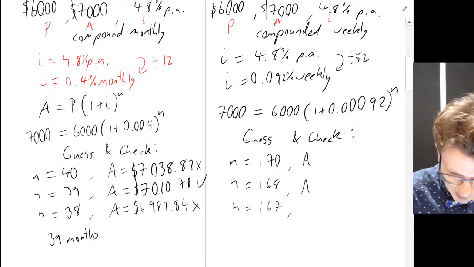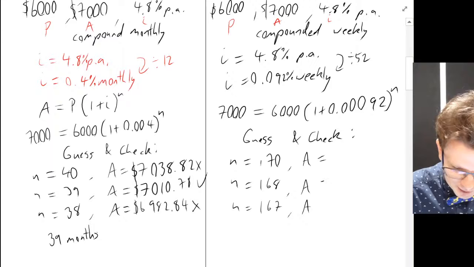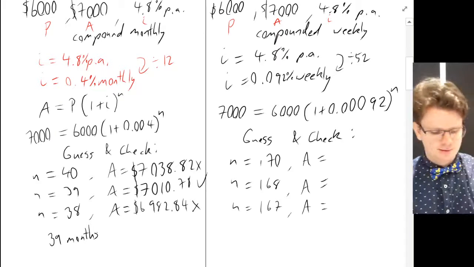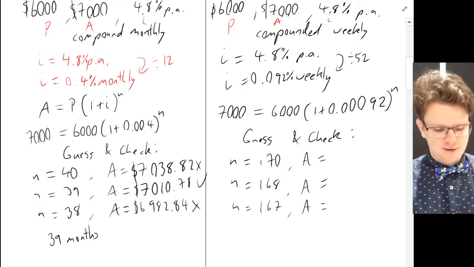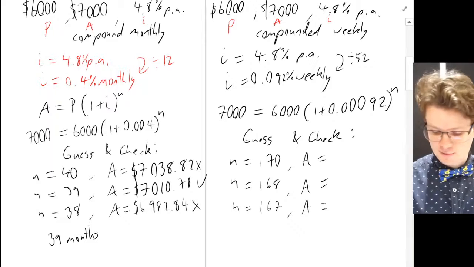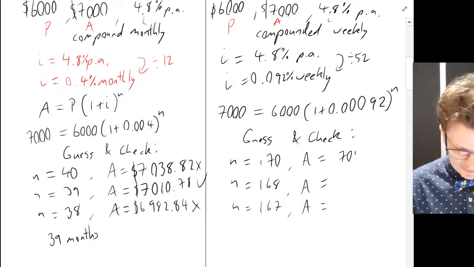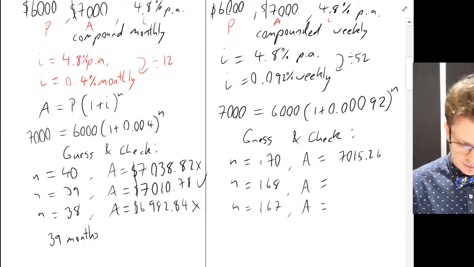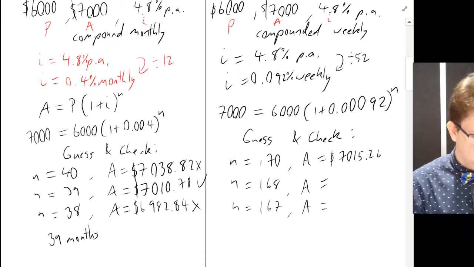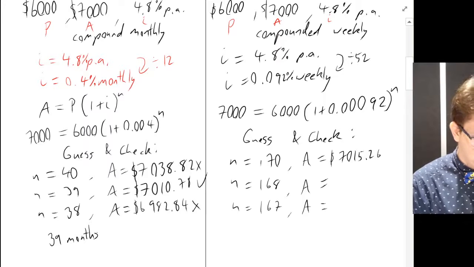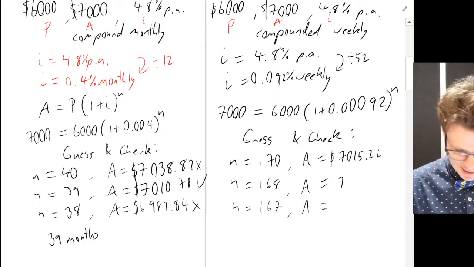Okay, and once I've written down these ones, we are good to finish up. So let's try 170 first. Let's remind ourselves what it was. Pretty close, $15 over. Already written A: $7,015.26. 168 takes us down to $7,002.37.